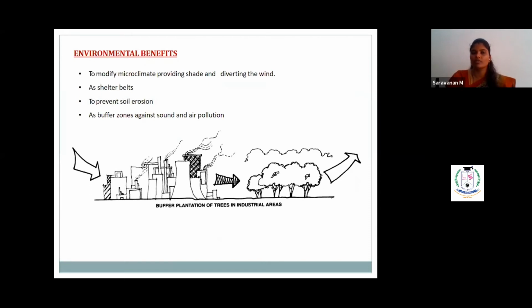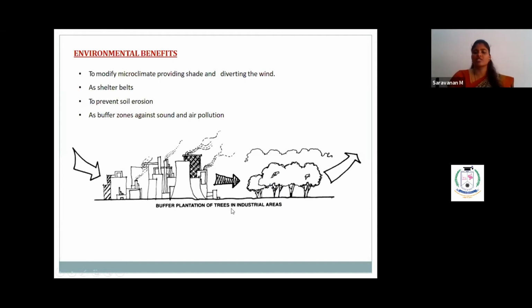So the first point is your microclimate, which provides shading and diverts the wind. I think you know what a microclimate is. A microclimate is the climatic change which happens in a small area. A microclimate changes by using vegetation or providing water bodies. So basically it provides shade and diverts the wind. It is used as a shelter belt. It is used to prevent soil erosion. It is also used as a buffer zone.